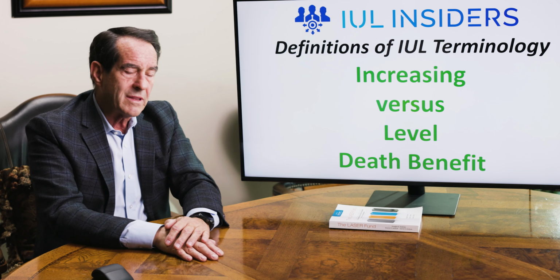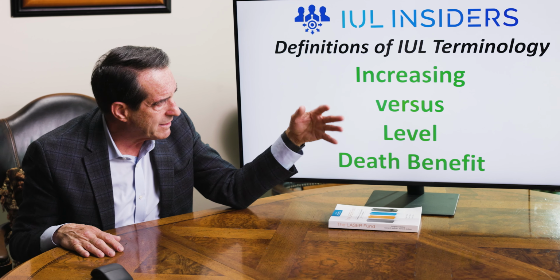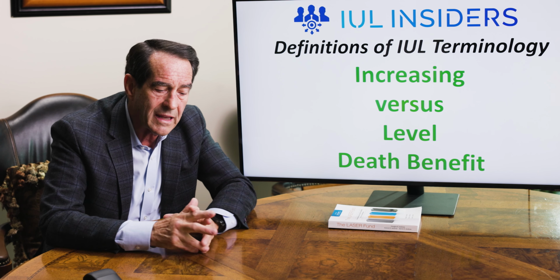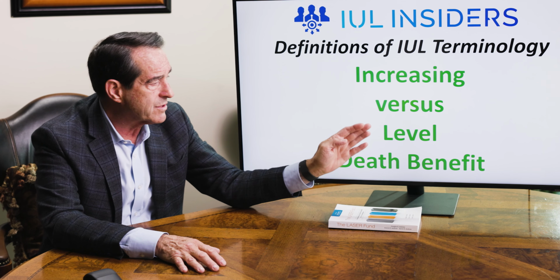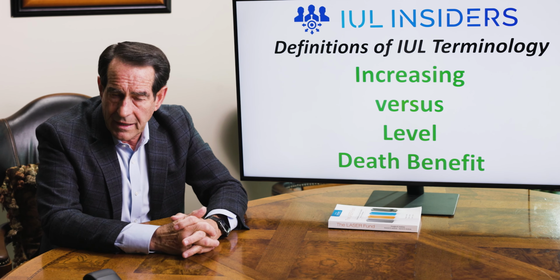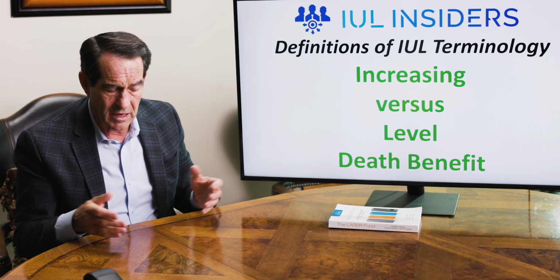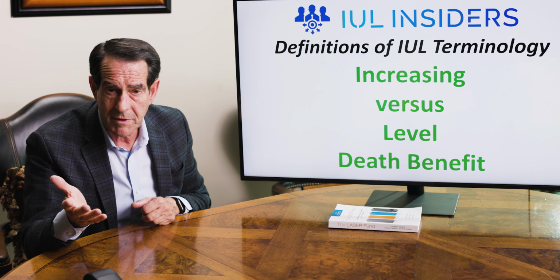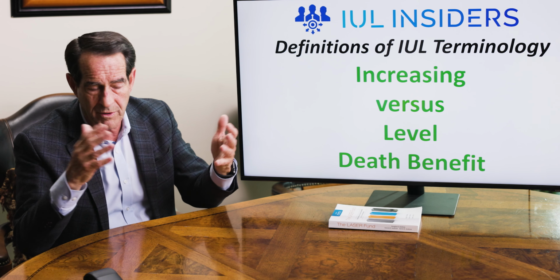Okay. So let's talk about the difference between increasing and level death benefit. Let me define them first of all, and then let's talk about which one is best in the type of circumstances when you would use this one versus the level death benefit, okay? Now, an increasing death benefit means that if you take out an indexed universal life insurance policy, and let's say the death benefit is $1 million, to keep it simple. You can extrapolate from that number if your policy is higher or lower than that.